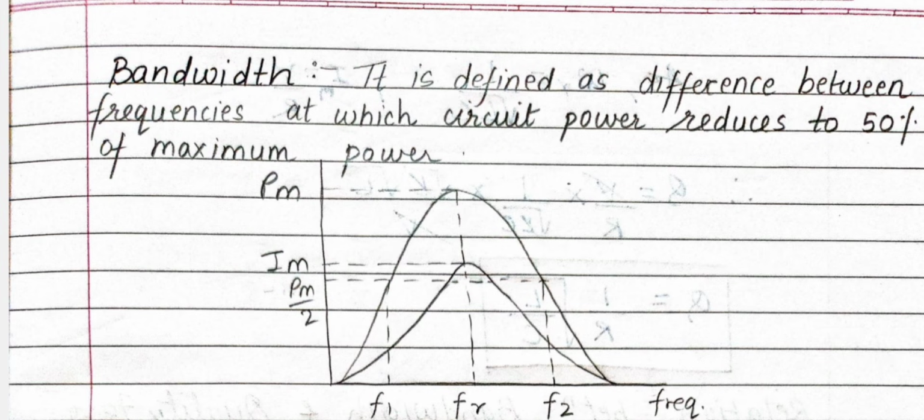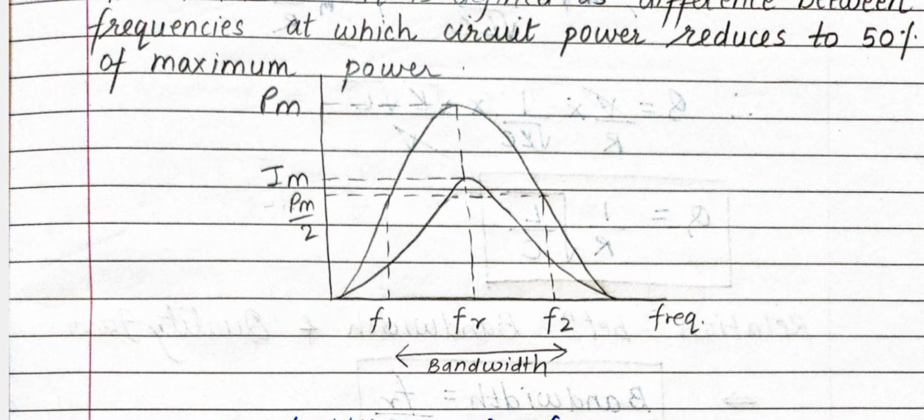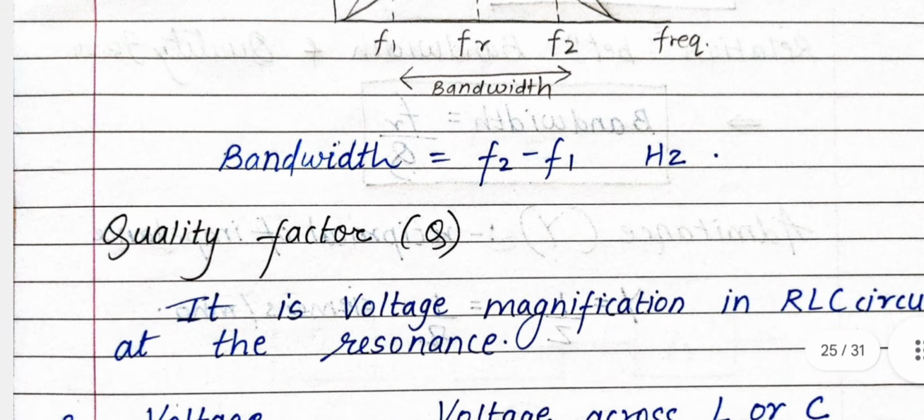So this is nothing but your bandwidth. Again, this is a very important definition which is asked, and here you have to mention the formula and unit also. So what is the definition? It is defined as the difference between frequencies at which circuit power reduces to 50% of the maximum power, that is F2 minus F1. So this is your bandwidth.